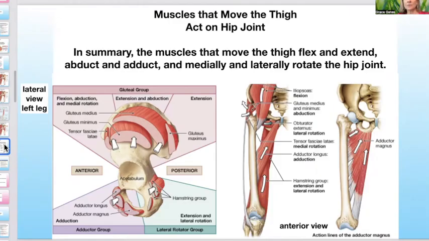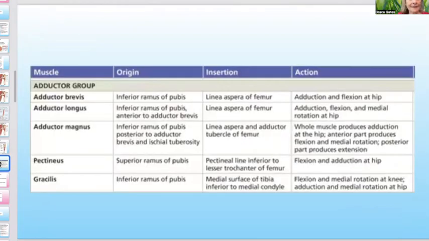Okay, here's a summary slide. The muscles that move the thigh flex and extend, abduct and adduct, and medially and laterally rotate the hip joint. This is a slide from Martini's, where they're showing you the lines of action by showing you these white arrows. And it's kind of interesting to me. All right, so there's a list of your muscles.